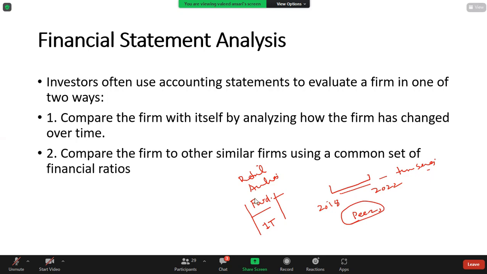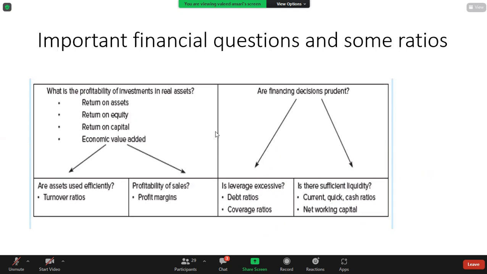Some of these ratios answer questions like, what is the profitability of investment in real estate? Naturally, when a company is using funds, like in the balance sheet we showed you, there was capital plus liabilities and then assets. These were the sources of funds and there were uses of funds. So it is about how you are raising the funds and how you are using them. In real estate, basically the company will make investment in plant, machinery, equipment and other things.